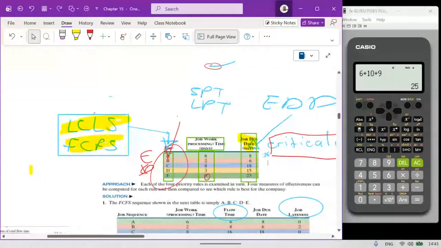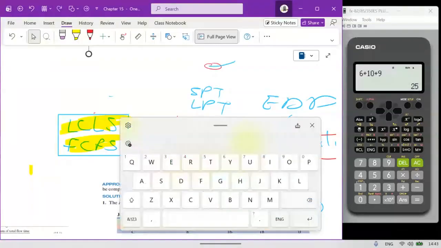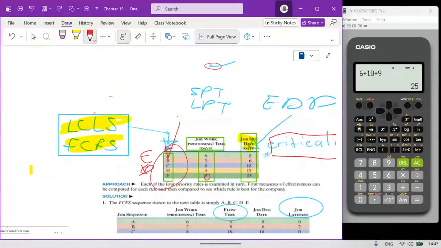Each of the 4 priority rules is examined in turn. 4 measures of effectiveness can be computed for each rule to see which rule is the best. You see here, me, I won't waste my time. I don't have time. I'll give you one rule. I'll tell you, sort these things using critical rating, and then you give me the answer.